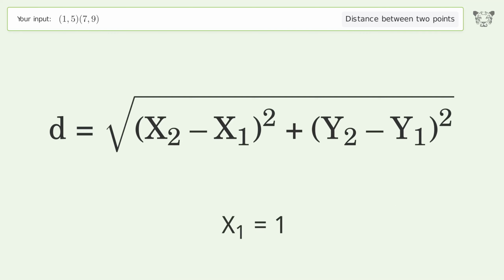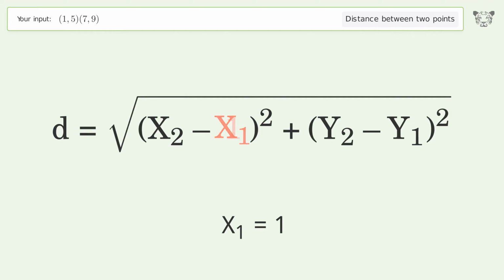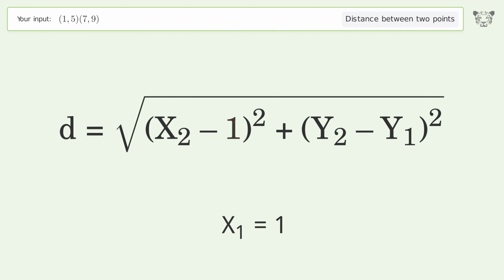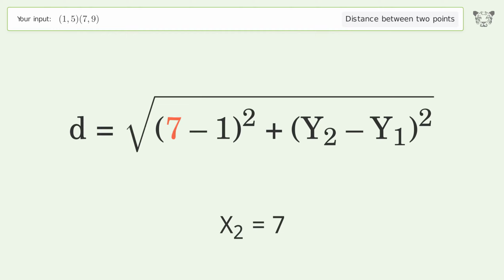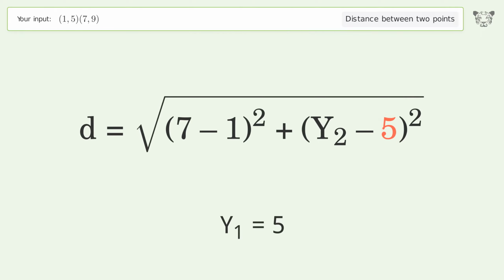x1 equals 1. x2 equals 7. y1 equals 5. y2 equals 9.